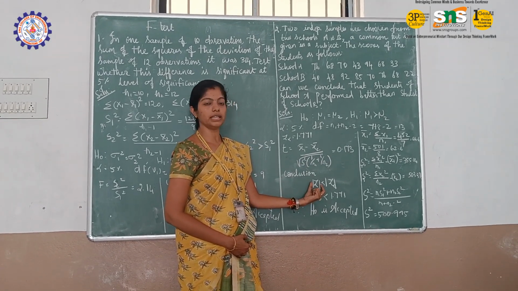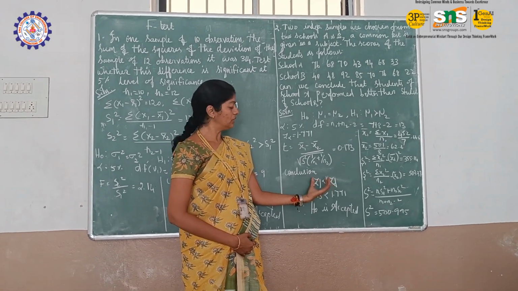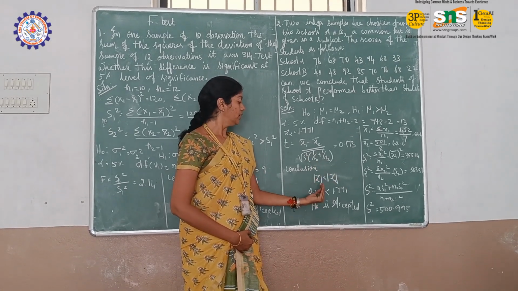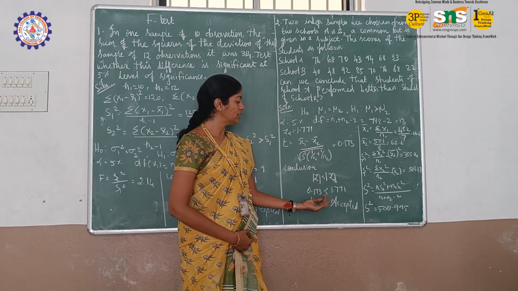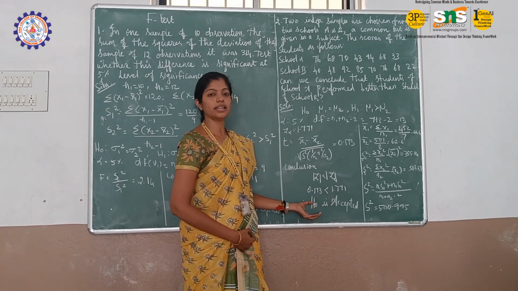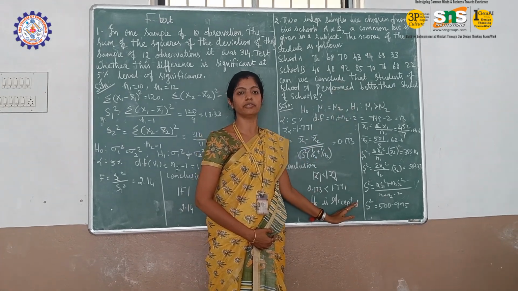So we have to apply our standard rule. Modulus of the test statistic, we have to compare with t alpha. Here we have 0.173, which is obviously less than 1.771. So we can write H0 is accepted. So this is how we have to solve the difference of mean.